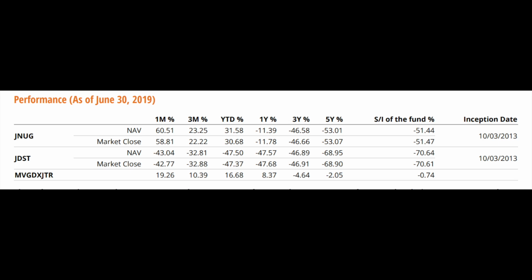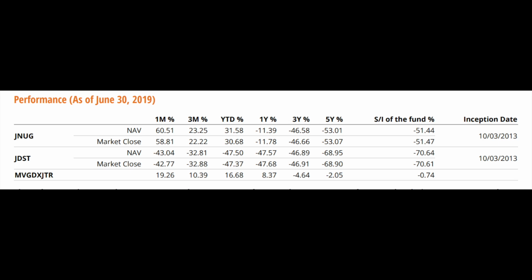So JNUG and JDST trade off an index. You can get the 3 times value on the one day. But if you start trading on the 1 month, you can look at what I'm showing you guys on the screen right now, and you can see the 1 month, 3 month, year to date, 1 year, 3 year, 5 year. The 5 year is negative 53 on the NAV and the market close, and JDST is negative 68 on the NAV and market close on the 5 year percentage.